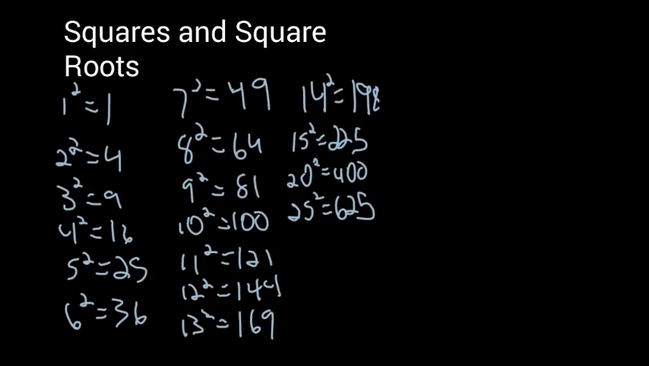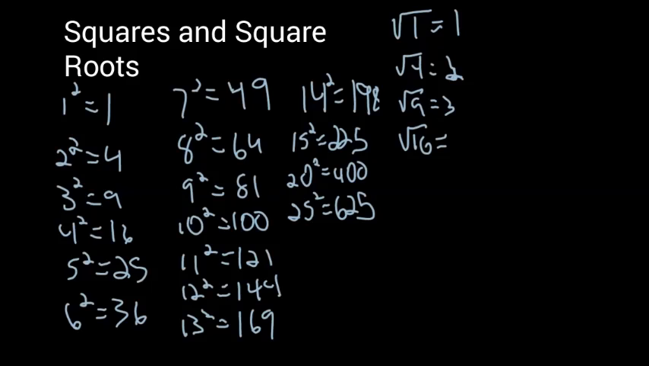Alright, so I still have all my squares there, and the square root is just the opposite. So the square root of 1 would equal 1, square root of 4 would equal 2, square root of 9 would equal 3, square root of 16 would equal 4, square root of 25 would equal 5, square root of 36 would equal 6, and so on. And I could keep going and do all of them.